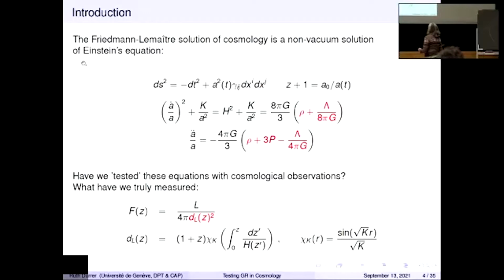The flux coming from some source can also be measured. And if we would have Minkowski space, we would say the flux is given by the luminosity divided by the surface which we lay around the object, which is 4 pi distance squared. This distance is called the luminosity distance. And in this kind of geometry, it is easy to compute.